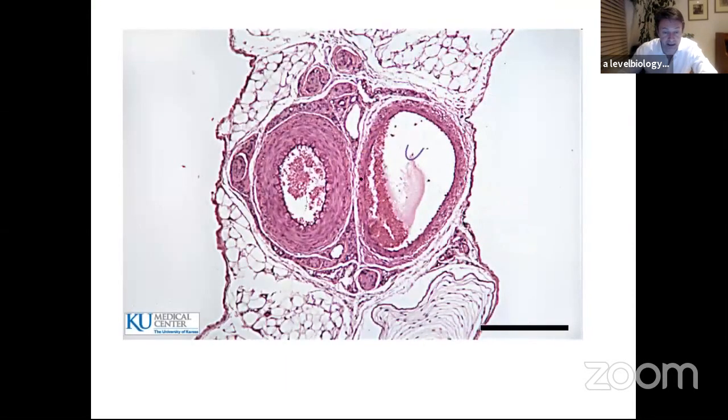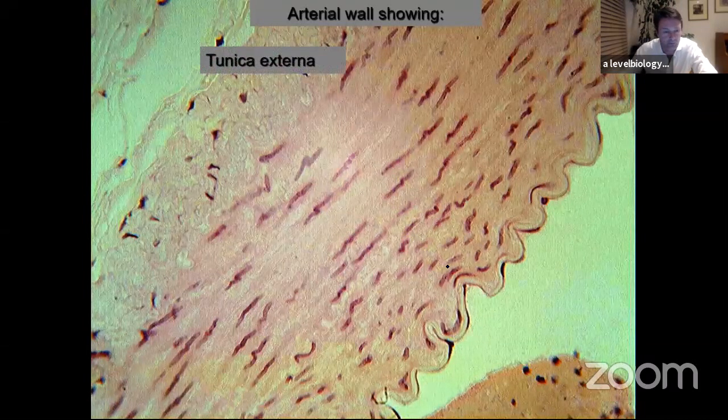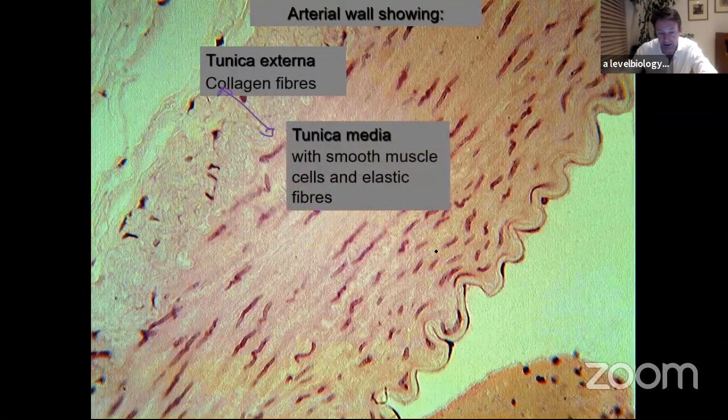Again, vein, artery, difference in the tunica medias. Artery wall with tunica externa here, which is the collagen, tunica media, which has got the smooth muscle and the elastic fibers, and then tunica intima, giving you smooth flow.